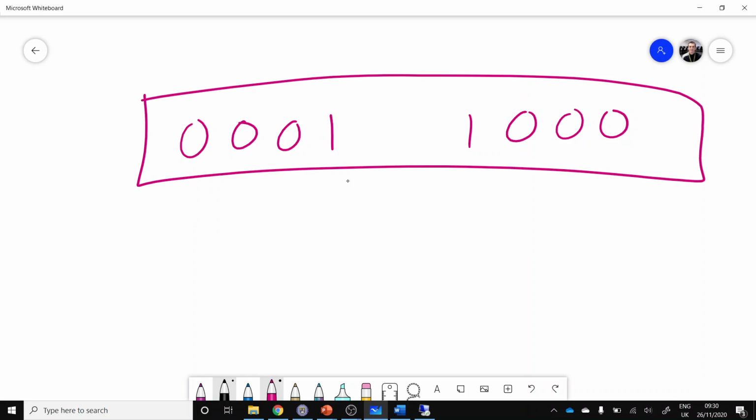I think what you need to remember is, let's have a nice simple one. 8-bit number, you only need to deal with 8-bit numbers in your GCSE. Split it up into 2 nibbles. Work out what each nibble is separately. So that's 1 and that's 8. So the hex is just 18. Easy. With no symbols in between.